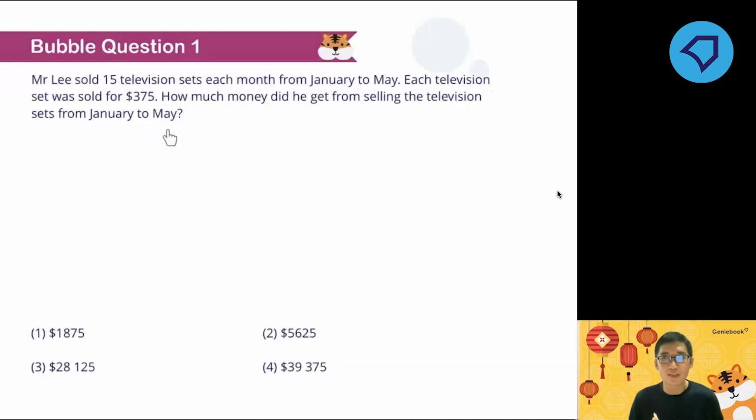You must know first how many months there are from January to May. Then each month he sold 15 television sets. Each television set was sold for $375. My clue here is that there are 2 steps to this question. I think you'll need a bit of time to work out the answer for this, so I'll give you 1.5 minutes.